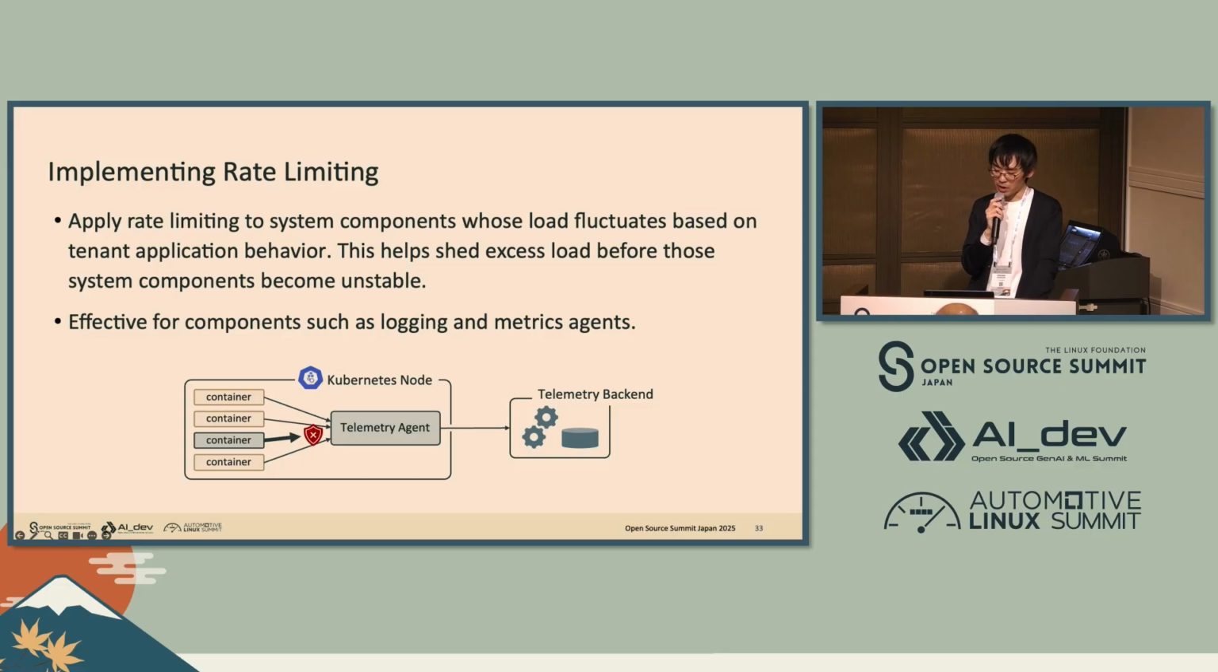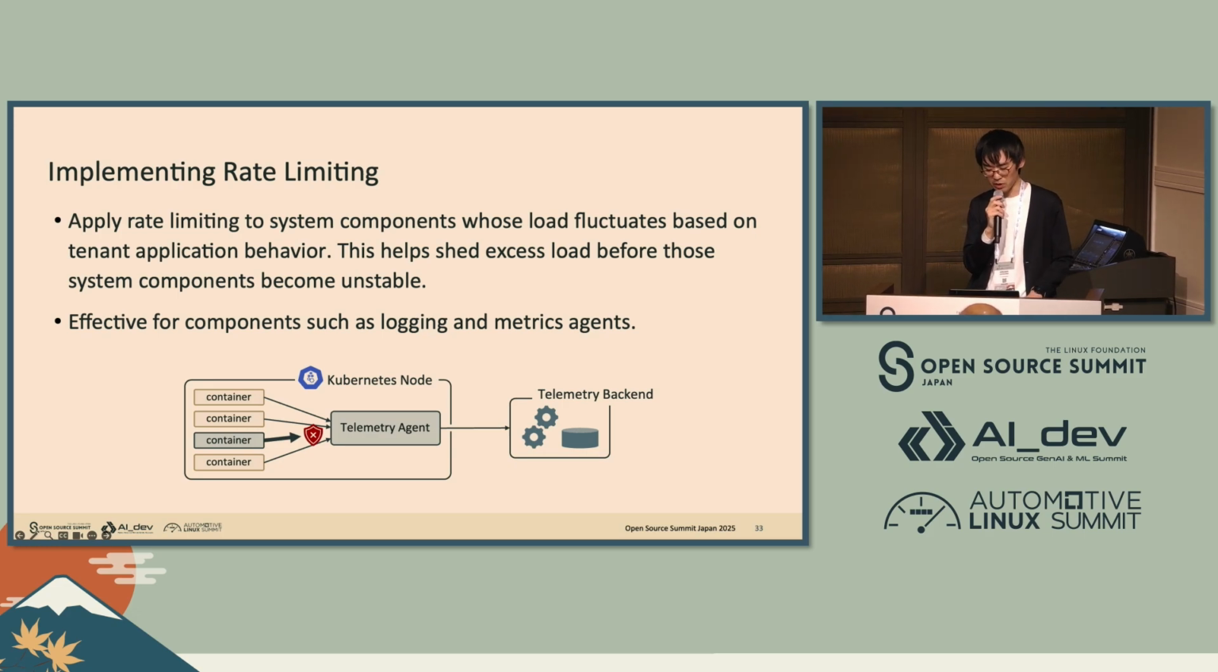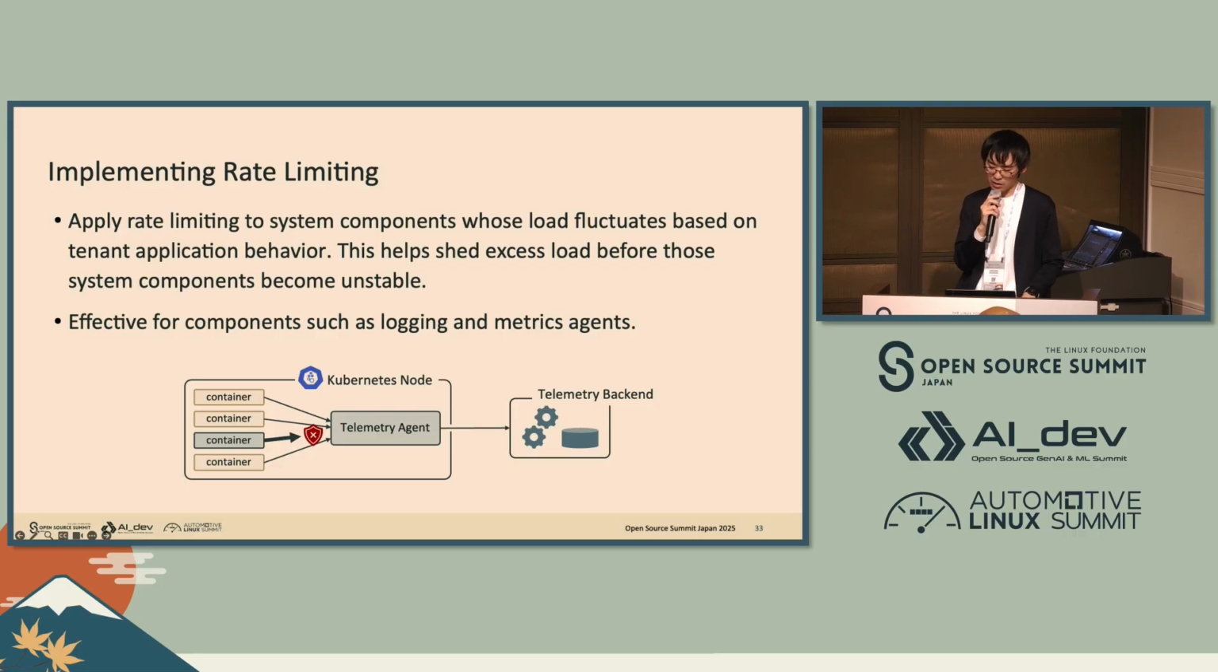With rate limiting, we can cap how many metrics an agent processes from each application. If the volume goes beyond the limit, the agent simply stops accepting additional metrics from that source. This allows the agent to stay healthy and continue serving other tenants without letting one noisy workload degrade the whole platform.